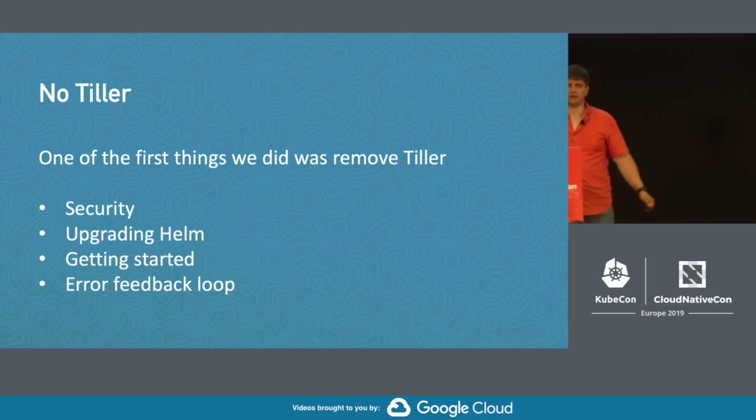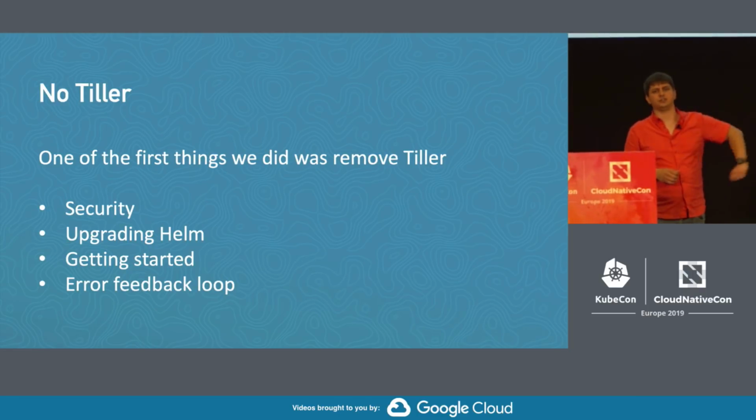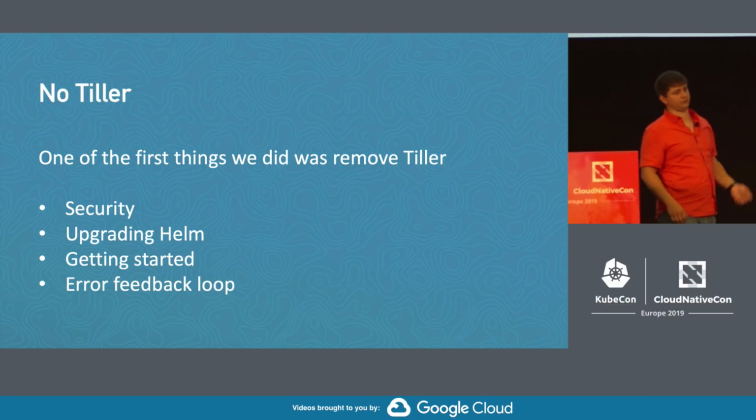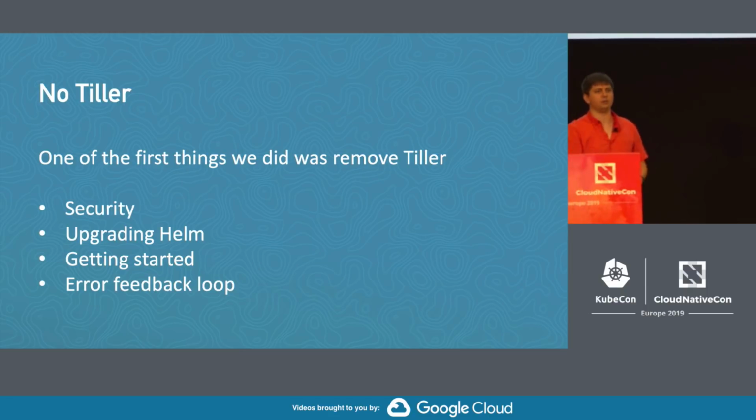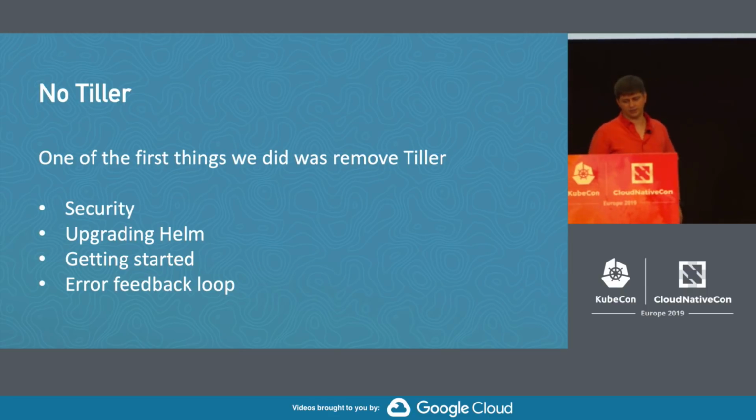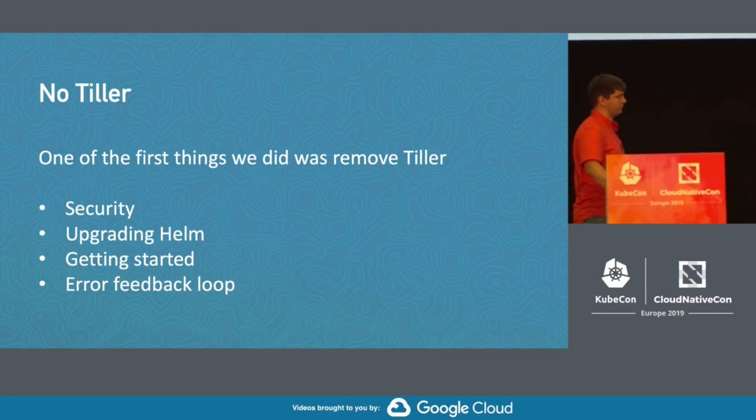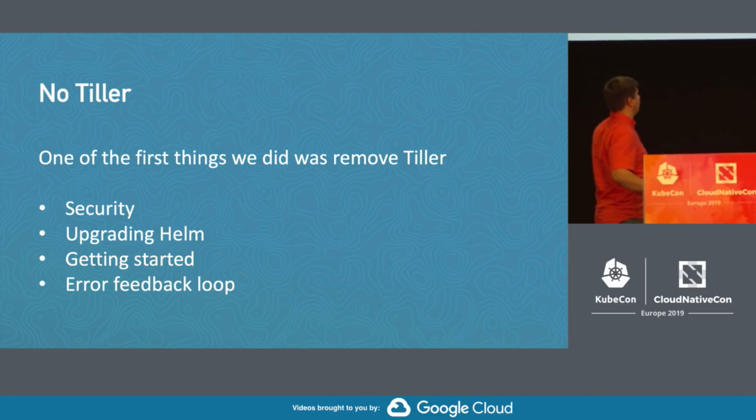And the error feedback loop, instead of having to do a client connection to the Kubernetes API and to Tiller and wait for a gRPC response to get that error feedback, because it's all being done in-house inside of the Helm client, it makes it radically simplified to respond to those errors, and easier.